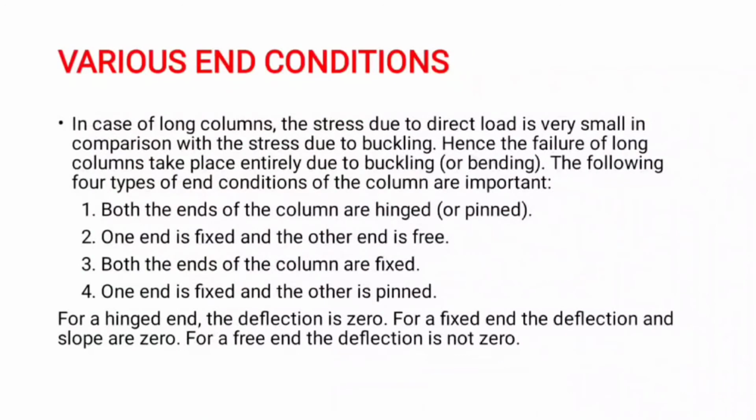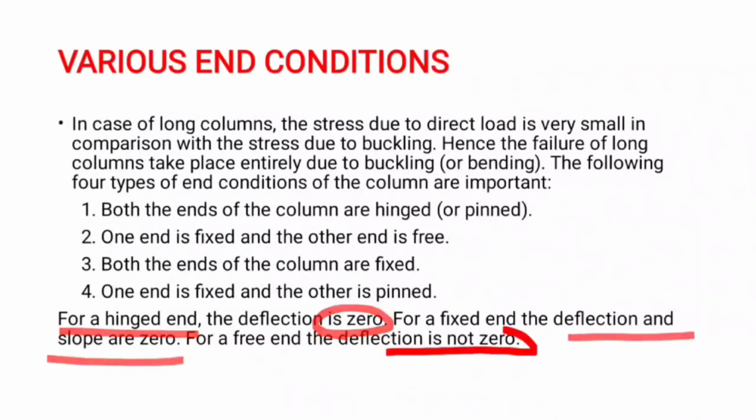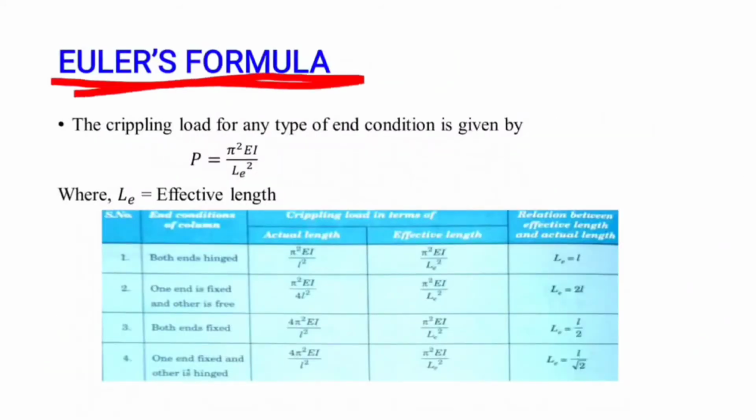We can move further. Let's say for a hinged end, the deflection is 0. For a fixed end, the deflection and slope are 0. For a free end, deflection is not 0. That means deflection exists. We can come across these topics in the deflections chapter. Next we move to Euler's formula.